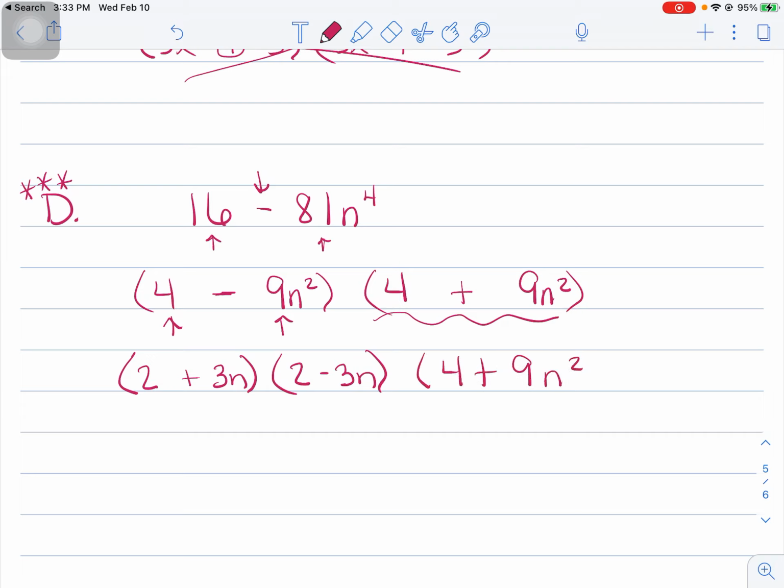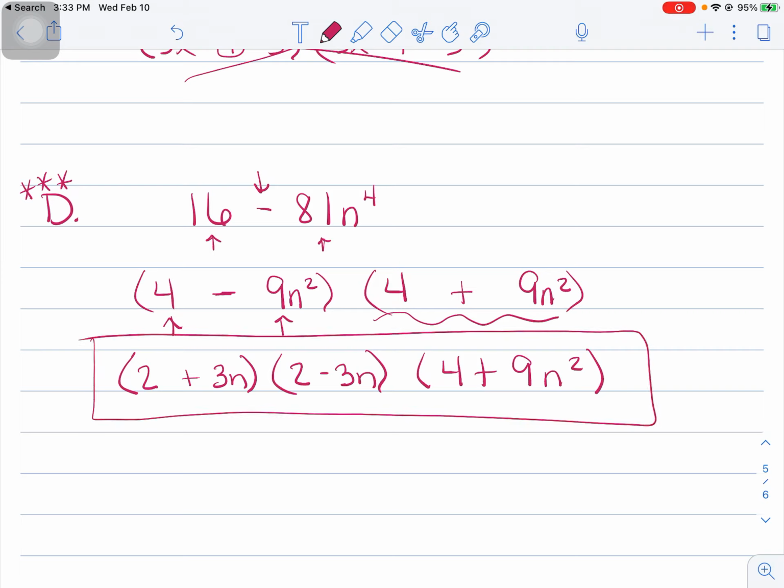We couldn't do this one because it was a sum of perfect squares. So this would be our final answer, factored fully. So be careful with those. Always look for those GCFs. Look to see if you factored all the way, and look for those perfect squares to see if you can factor further.